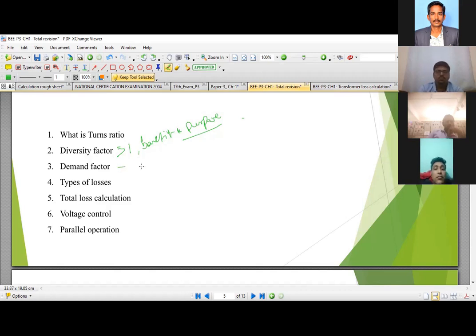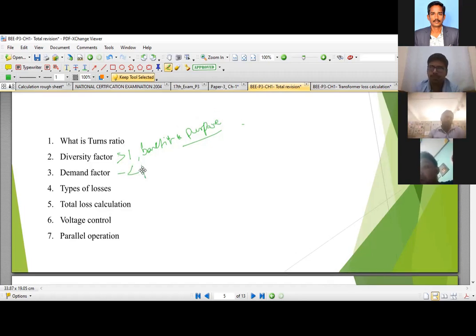Then demand factor. Less than 1. Okay. The formula is the same, inverse: maximum demand divided by connected load. Then it is less than 1. It is the same purpose they are using.